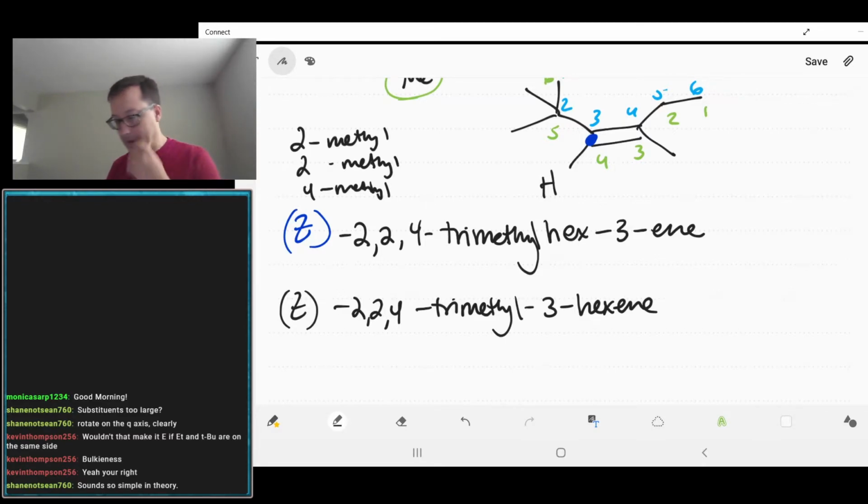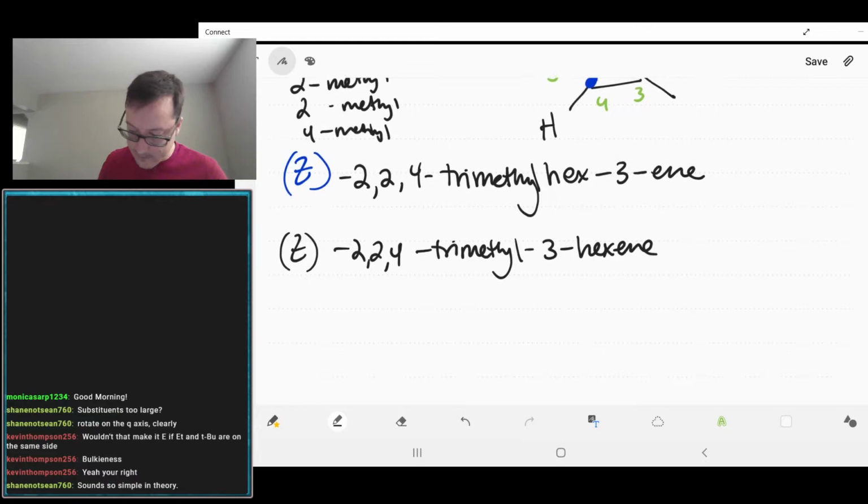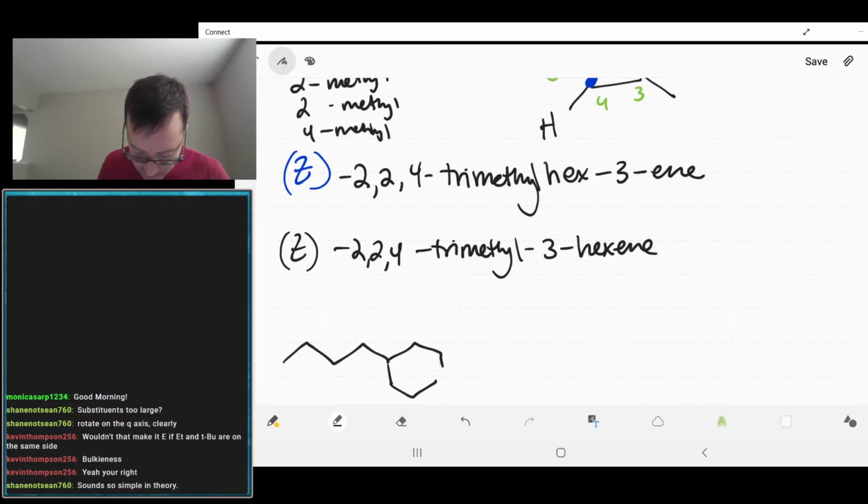Alrighty. Shall we do some more? I suppose the answer is yes, right? Let's see. Let's do a couple. Some from the book. Oops.